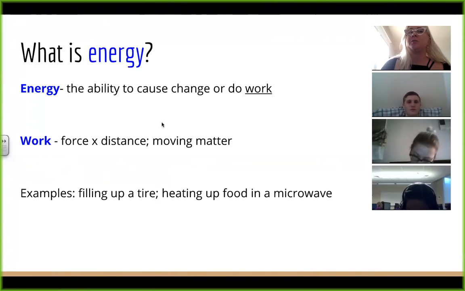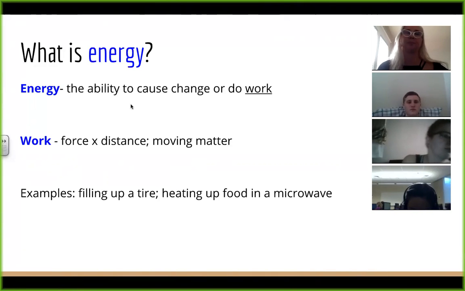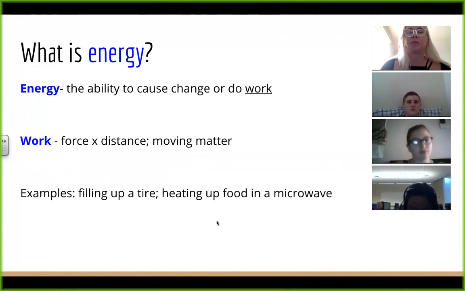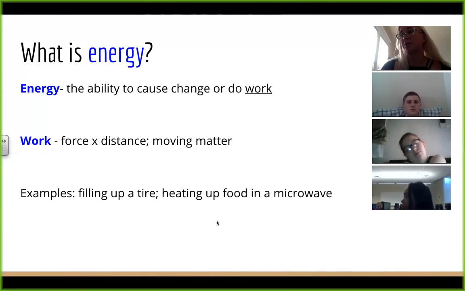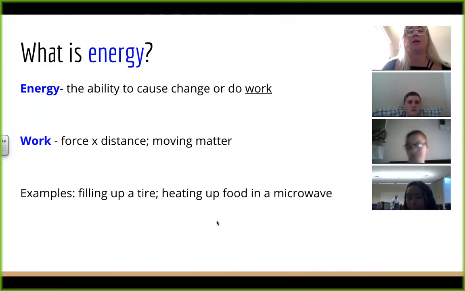So it's moving matter of some kind. So energy needs to be able to push or pull or move something across a distance. In this case, the ability to cause change. A lot of times we see energy translating between different forms. So examples could be filling up a tire, heating up your food in a microwave. Both of those examples are using energy.